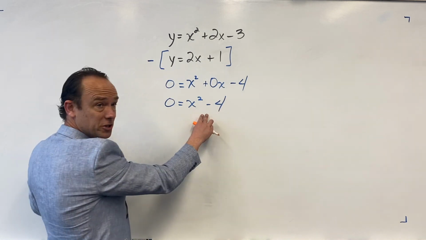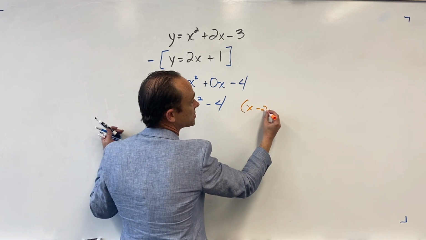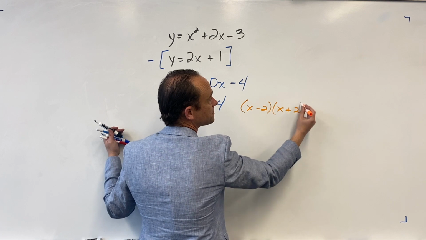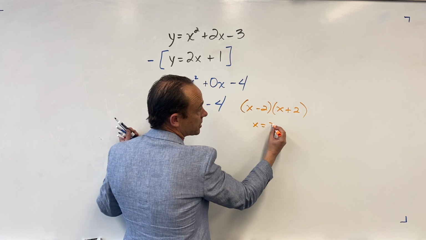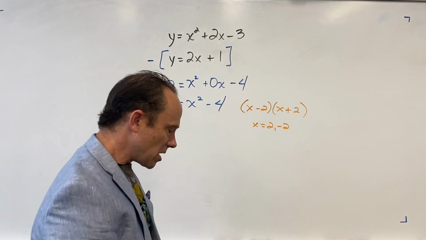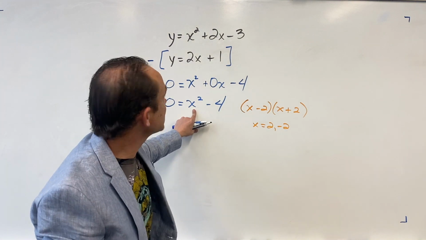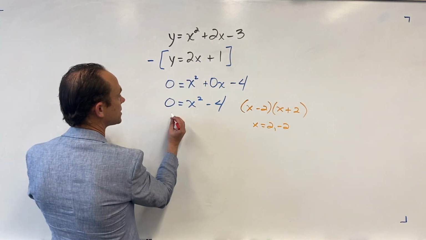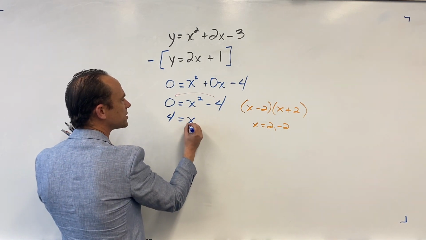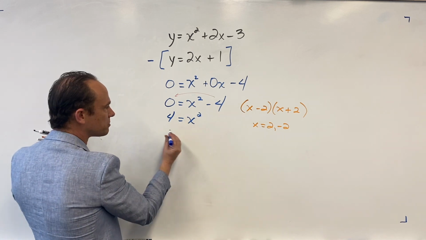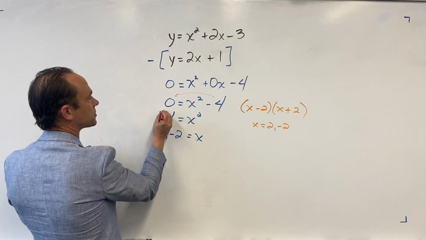So you could factor this, by the way, because it is going to be x minus 2 times x plus 2, since that's a difference of squares. And so your values are going to be 2 and -2. But what I'm going to do instead is, since there's only one unknown, which is x, I'm just going to move that 4 over. However you solve, it's good. And then square root both sides. 2 and -2 is equal to x, by square rooting both sides.